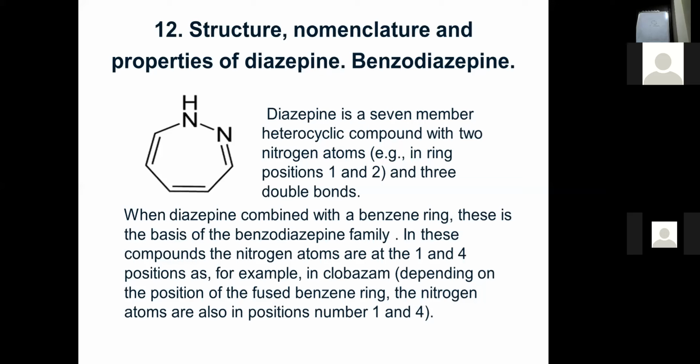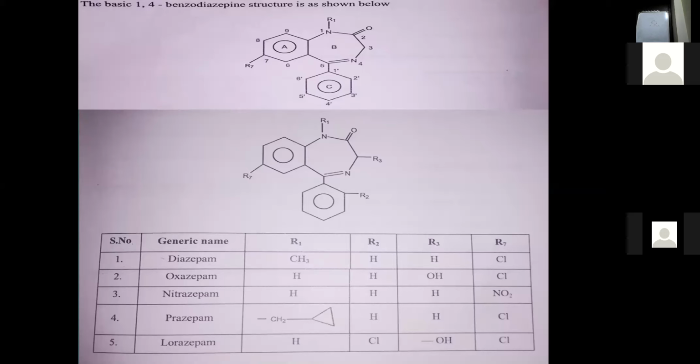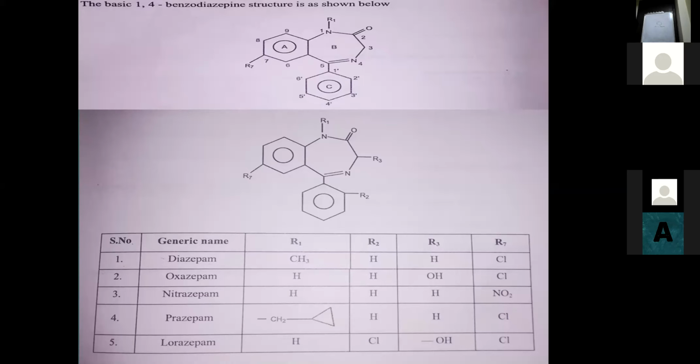So basically 1,4 diazepines are used in your compounds. Here, if you see the structure, these are some of the structures of 1,4 diazepine. Counting 1, 2, 3, 4, 5, 6, 7, it is fused to your benzene at the 5A and 9A position.